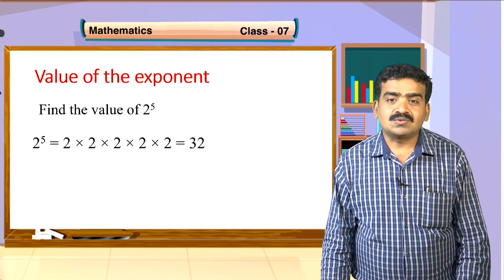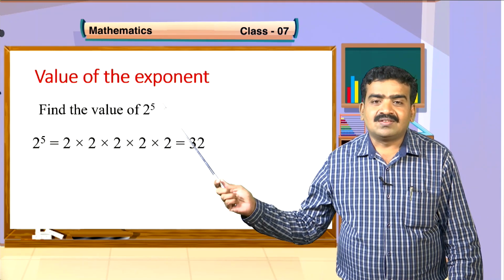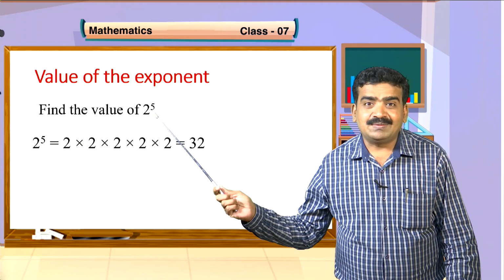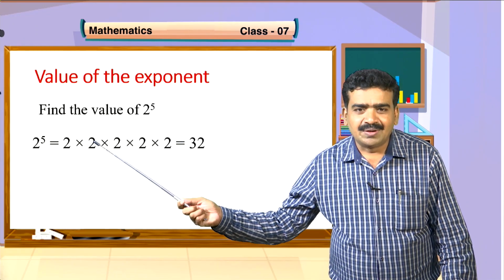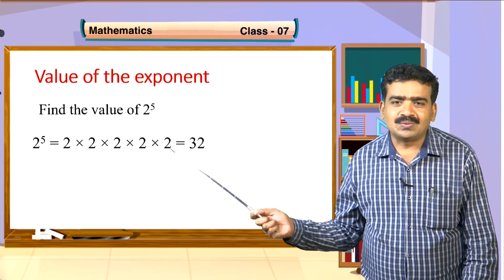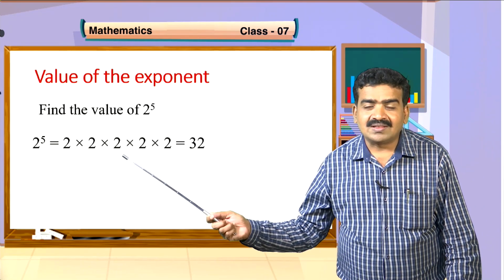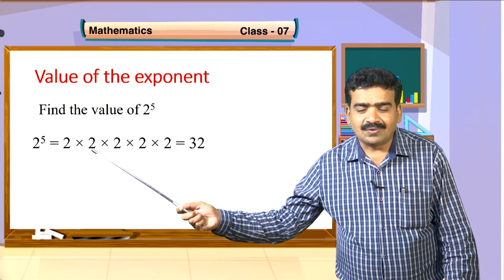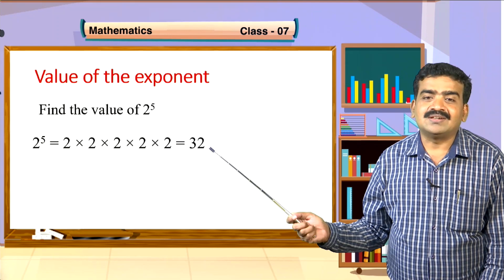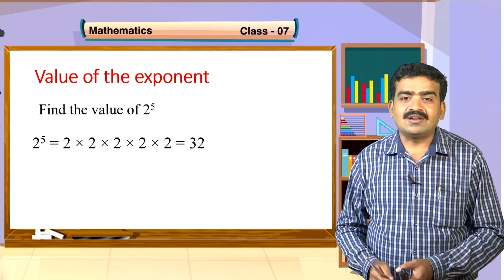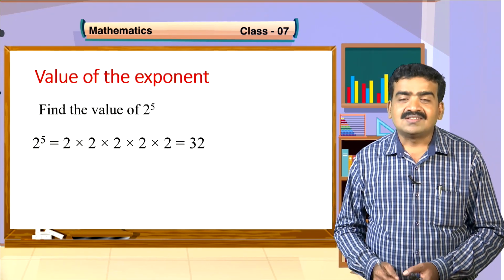How to expand 2 to the power of 5? Here 2 is repeated 5 times. So, that is why it is going to be written as 2 into 2 into 2 into 2 into 2. So, when we multiply this, 2 2s are 4, 4 2s are 8, 8 2s are 16, 16 2s are 32. Therefore, the value of 2 to the power of 5 is 32.